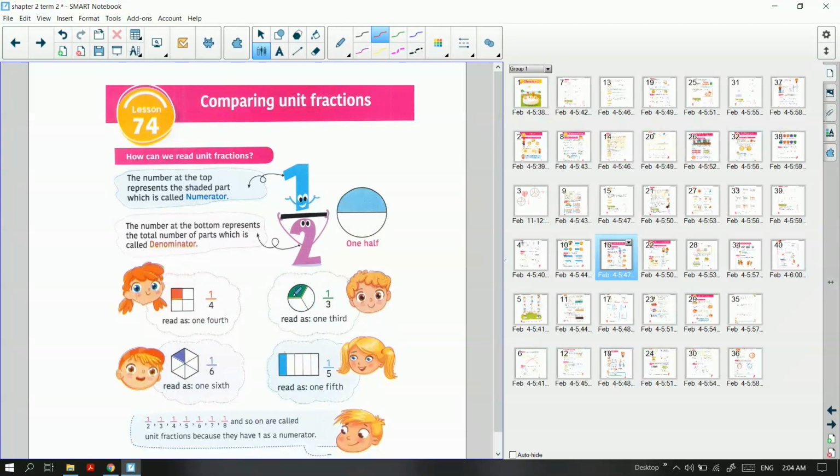I will read it as 1/3. And the total number of parts is written down. 1/6, because I have one shaded part and a total of 6 parts. We read it as 1/6. Then 1, 2, 3, 4, 5: we read it as 1/5. The shaded part is 1.